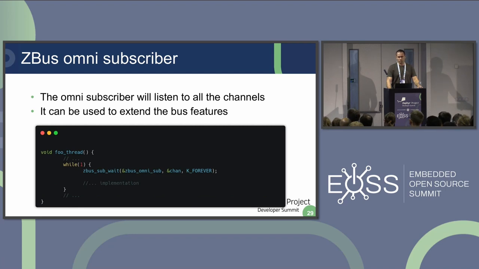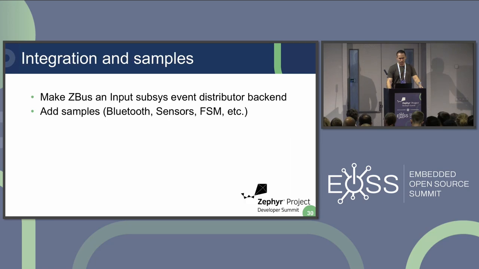An on-subscriber feature would help us. An on-subscriber is just a subscriber that observes all the channels, right? It can help us extend the Zbus features. Sometimes we need to do a lot of things, and it's hard to do that the way things are done now, because if we need a subscriber that has all the events, all the notifications, we need to subscribe to all the channels. It's a sugar feature, right?